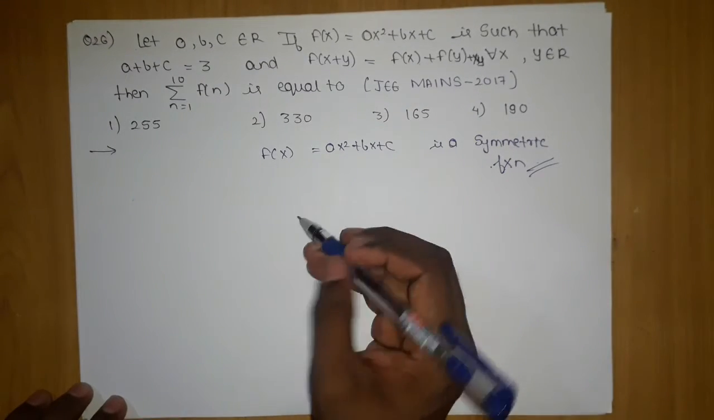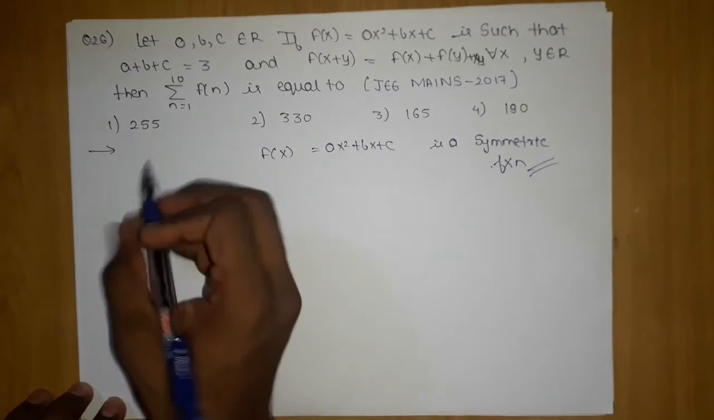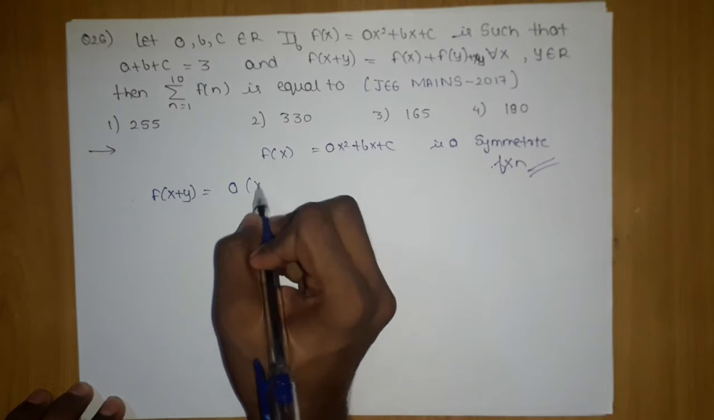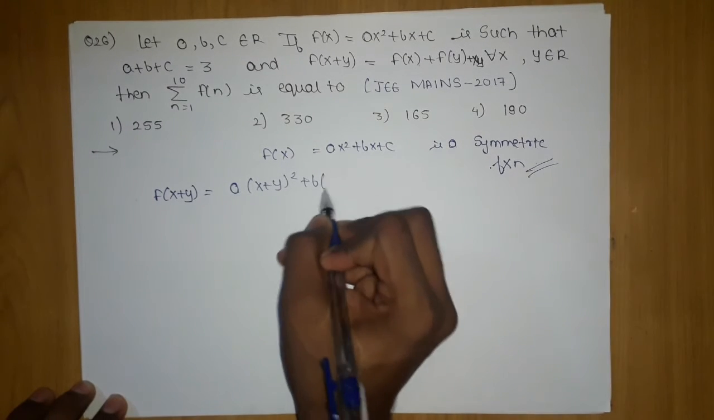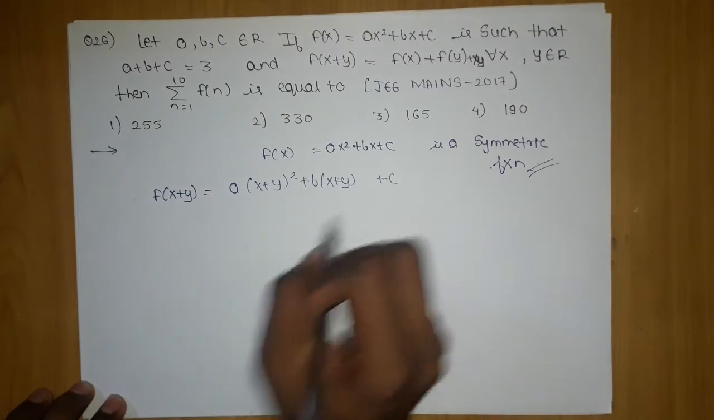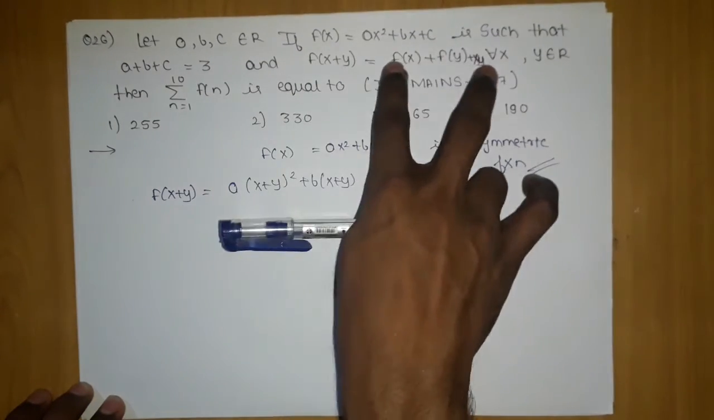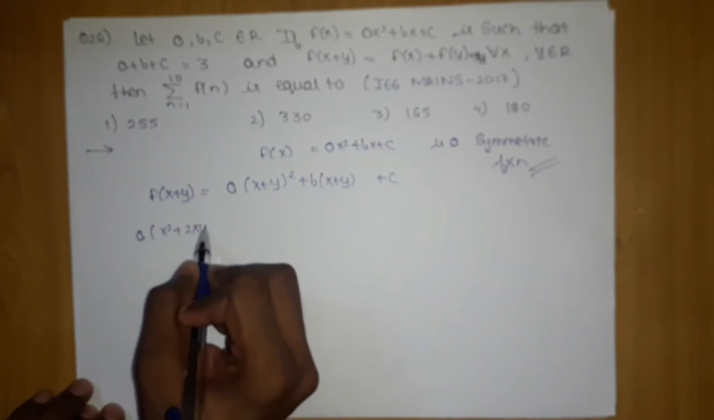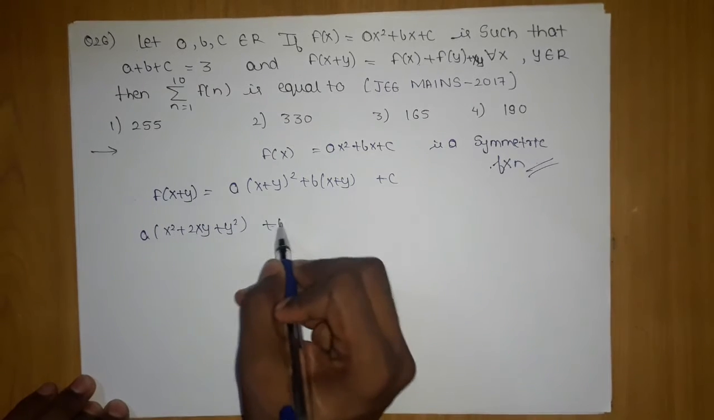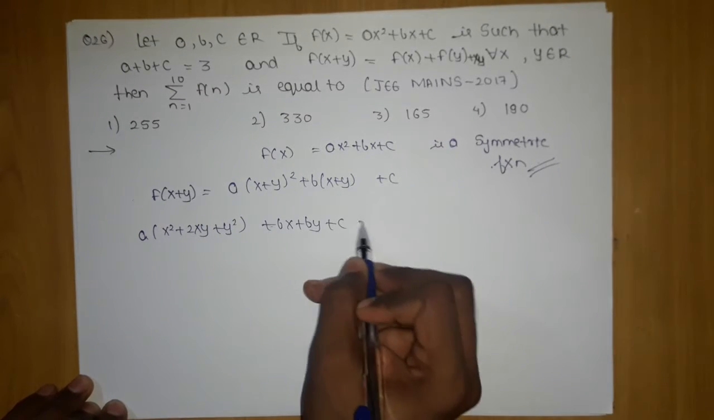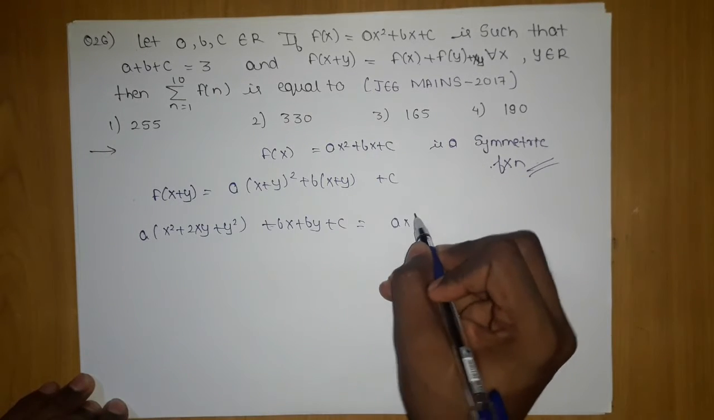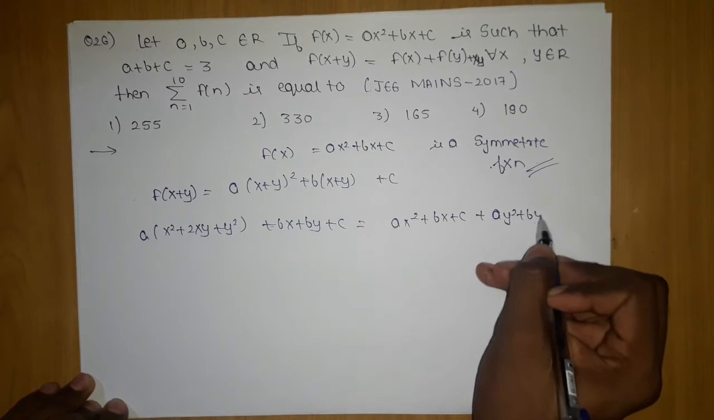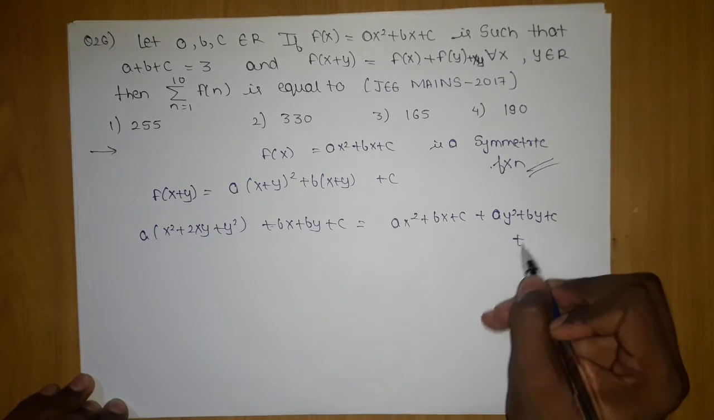But as far as I am concerned, I am going to solve this question with function. I will substitute x plus y here, so it will be a into x plus y the whole square plus b into x plus y plus c. This f of x plus y should be equal to this, since they have mentioned this relation. So I will open this: a into x square plus 2xy plus y square, plus bx plus by plus c should be equal to what? F of x will be ax square plus bx plus c. F of y will be ay square plus by plus c, and lastly it will be xy, which was given.